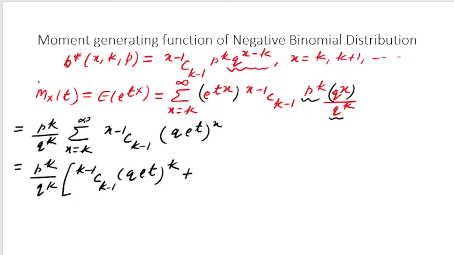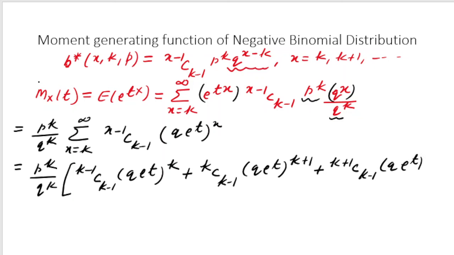Because I am starting at k, the next term will be k plus 1. So in place of x you will put k plus 1. So k plus 1 minus 1 will become k c k minus 1 q e to the power t whole to the power k plus 1. Then if you put k plus 2, it will become k plus 2 minus 1. So that is k plus 1 c k minus 1 q e to the power t whole to the power k plus 2, and these terms will continue up to infinity.